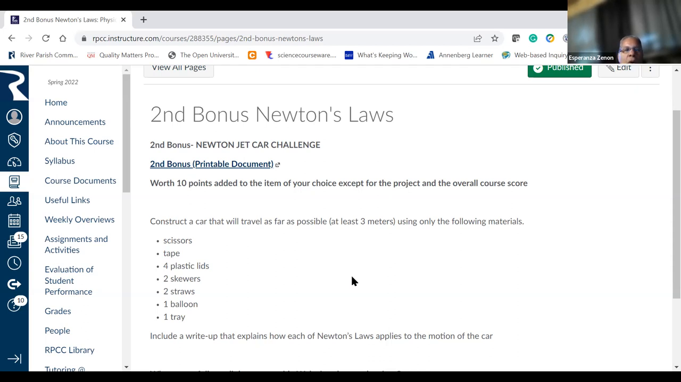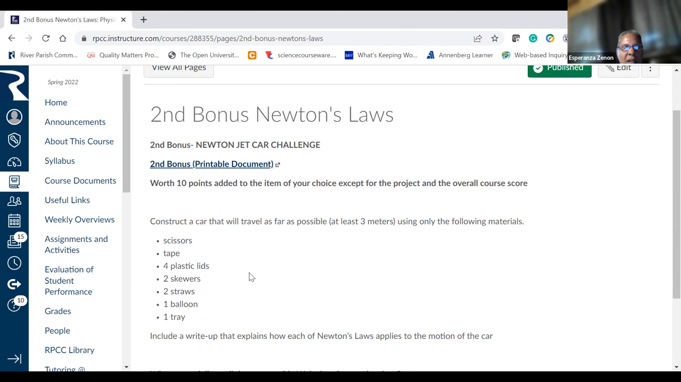No problem. Or I want to take 5 of my bonus points, put it on the midterm, and put 5 of my bonus points on problem set number 7. However you want to split the 10 points up is your choice. You use it where you feel it's most effective, except you can't add it to the project score and you can't add it to the overall course score, okay?